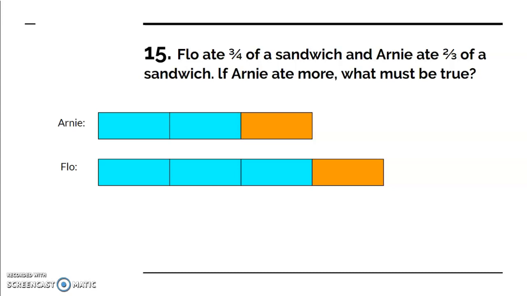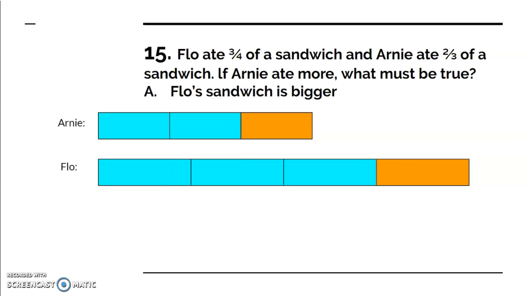Our next question is going to be number 15. Flo ate 3/4 of a sandwich and Arnie ate 2/3 of a sandwich. If Arnie ate more, what must be true? So I started off with an equal amount of pieces, and my blue is going to represent how much they ate, and the orange is representing how much is left over, just to kind of give you a visual aid.